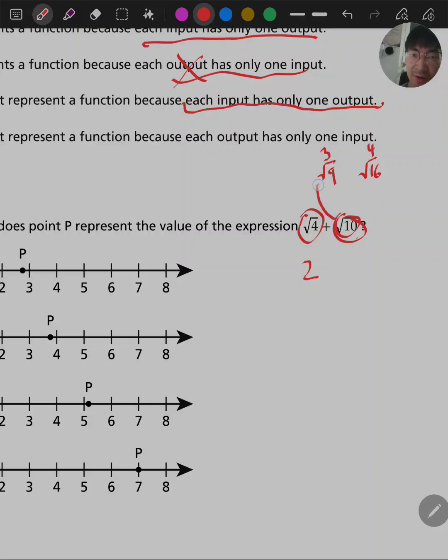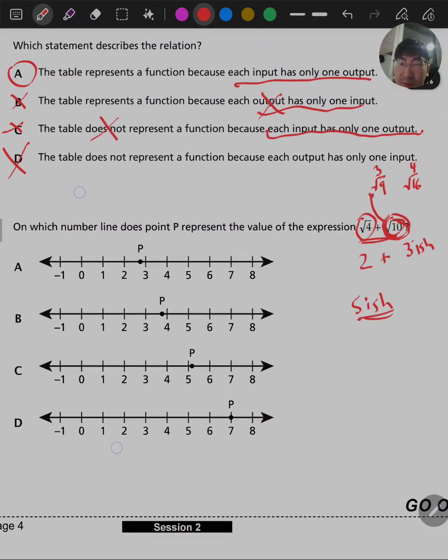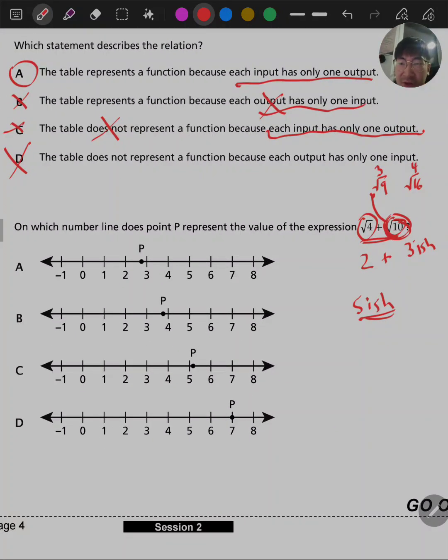Square root of 10 is closer to square root of 9, so that means square root of 10 should be 3-ish, okay? So that's saying you're adding 2 with 3-ish, so the result should be 5-ish. Now which of these points P represents 5-ish? It's got to be C. Okay.